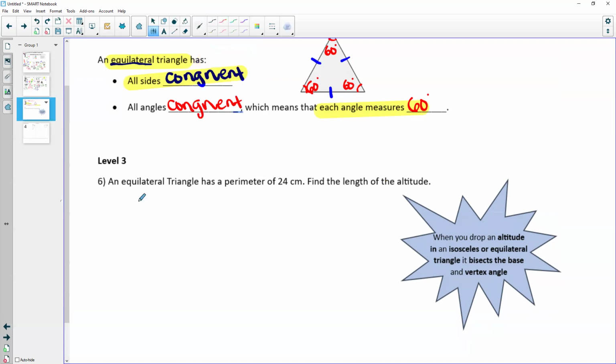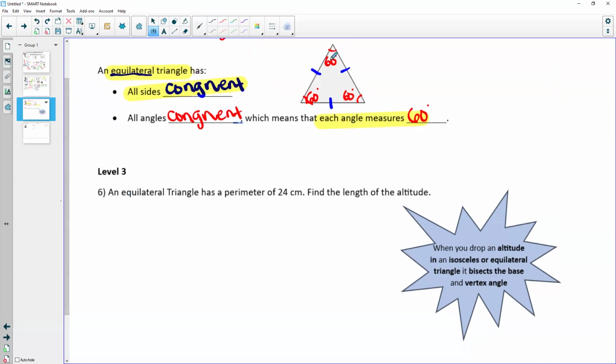So if we're looking here, just leave that equilateral triangle right here. This equilateral triangle is what we're looking at, so I'm going to draw a picture of it. Equilateral triangle means that all of the sides are congruent. Not only that, but they also tell you that we have a perimeter of 24. Perimeter, remember, is found by adding up all the sides.